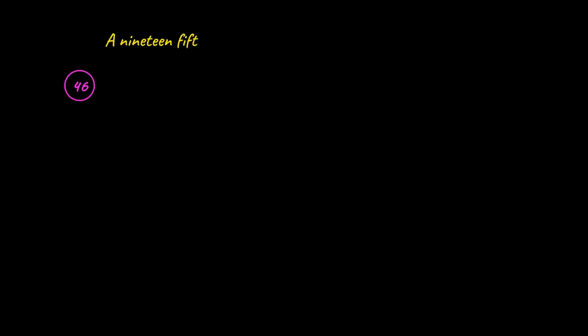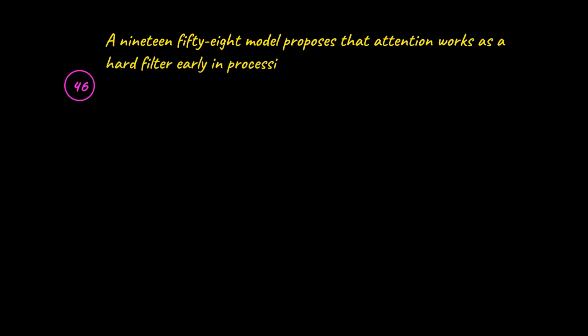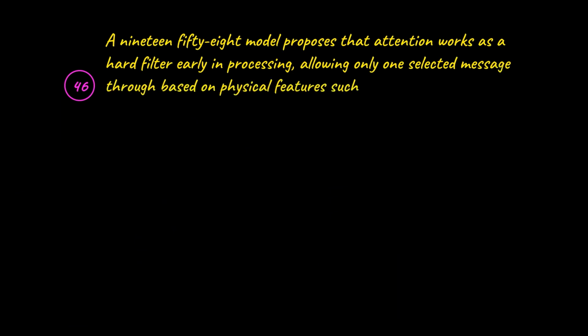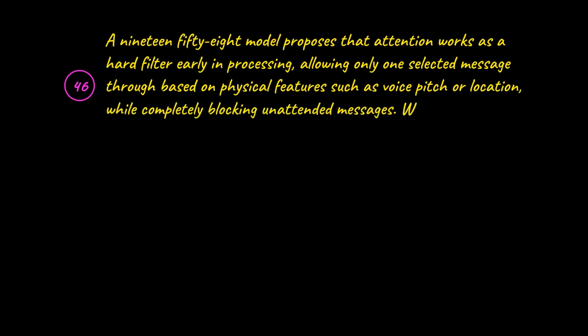Question 46. A 1958 model proposes that attention works as a hard filter early in processing, allowing only one selected message through based on physical features such as voice, pitch, or location, while completely blocking unattended messages. Which model does this describe?